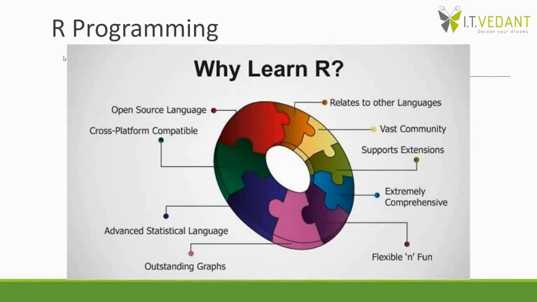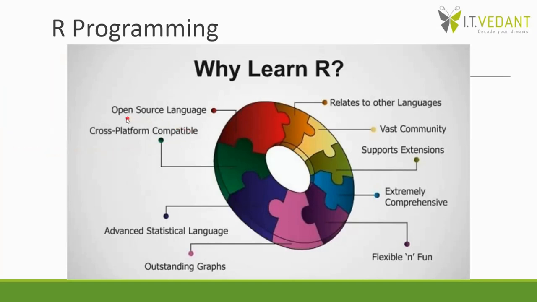Similarly, we have R programming. If we compare Python and R, Python has much higher demand in comparison to R programming, but R is also in demand. We can say a 60-40% ratio in the market. That's the reason we teach R programming also.